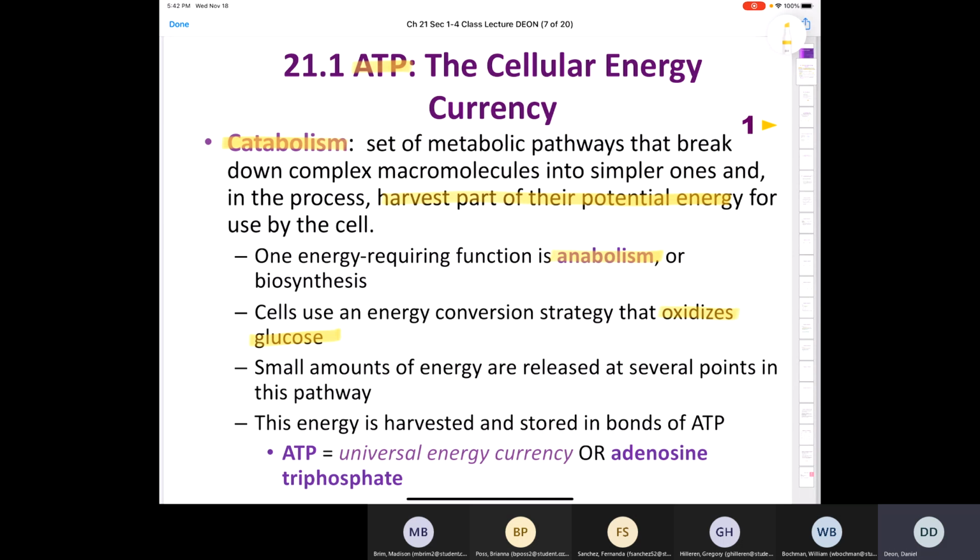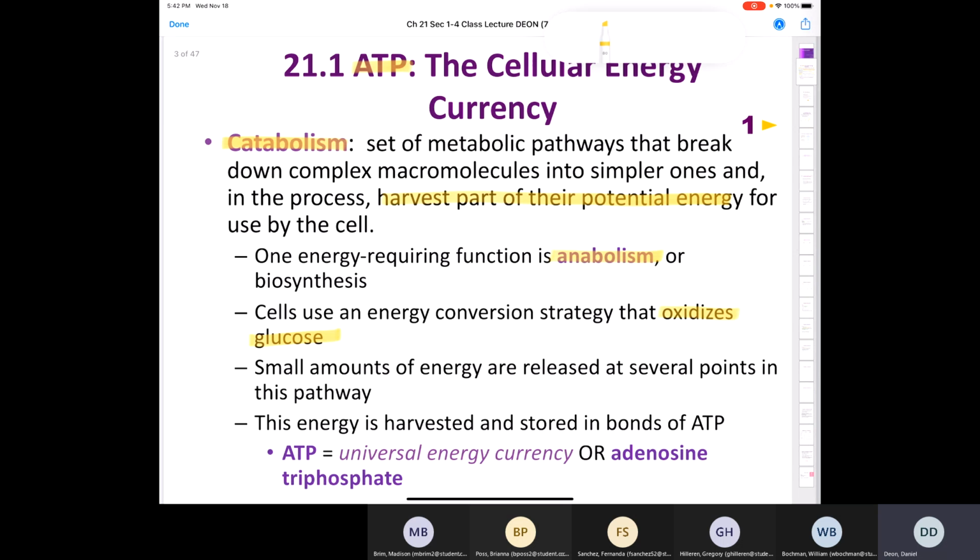And what we're going to see is that little bits of energy are going to be released at several points along these pathways that involve several steps. The energy that we get from catabolism is harvested and stored in the bonds of adenosine triphosphate, which we call the universal energy currency or the cellular energy currency. And again, we abbreviate it as ATP.